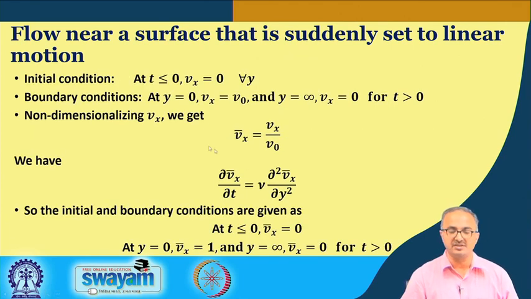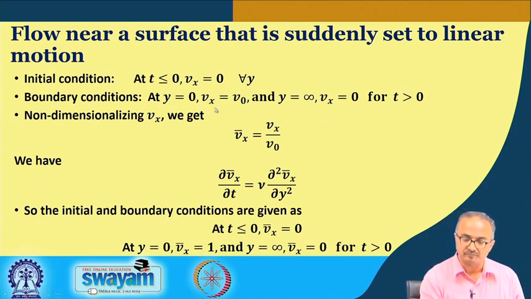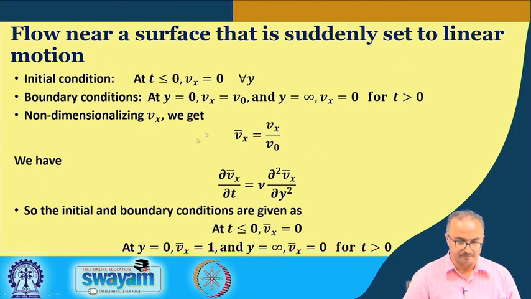So, here we have the initial condition. We said that at t less than or equal to 0, Vx is equal to 0 for all y, as stated in the problem. And the boundary condition is that on the surface, y equal to 0, we have Vx equal to V naught, where V naught is the velocity with which the surface has been moving. So, Vx equal to V naught means we are assuming a no slip boundary condition. We call it no slip, that is, no relative velocity between the surface and the fluid.